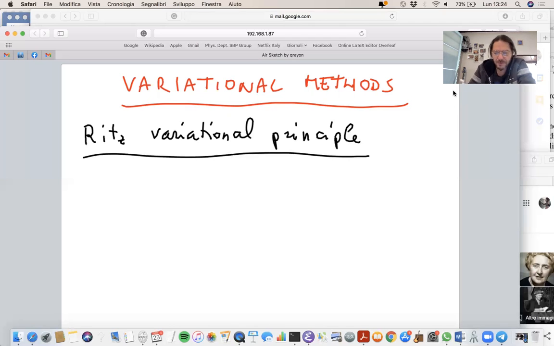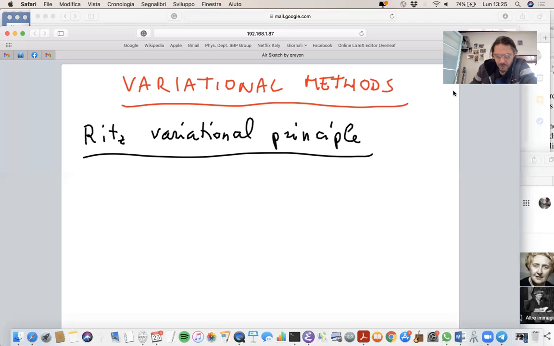Now, the Ritz variational principle is in fact a theorem that can be demonstrated, but I will not be bothering you with the proof of it. I'm going to state it as a fact for the sake of this course. You should be aware of the fact that it is not just a principle, it is in fact a theorem. But let's not worry about this. Let's just say, what does this theorem state?